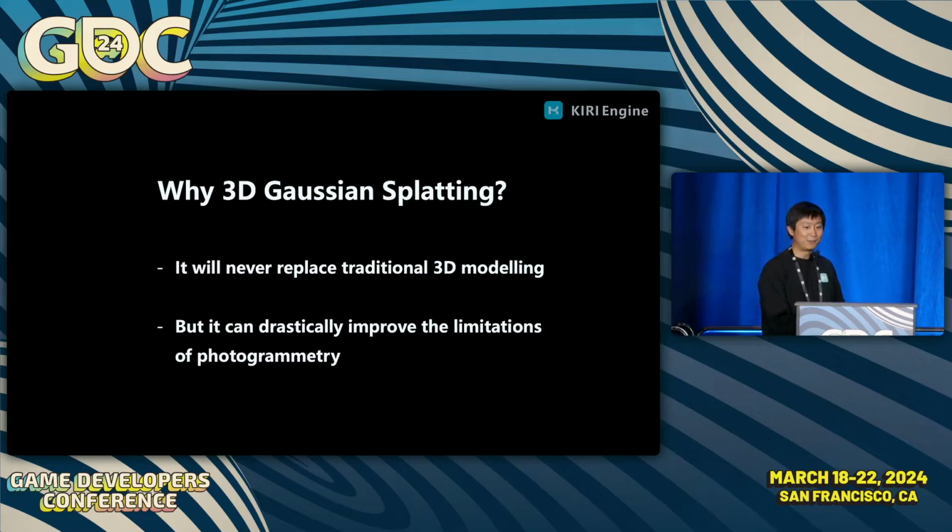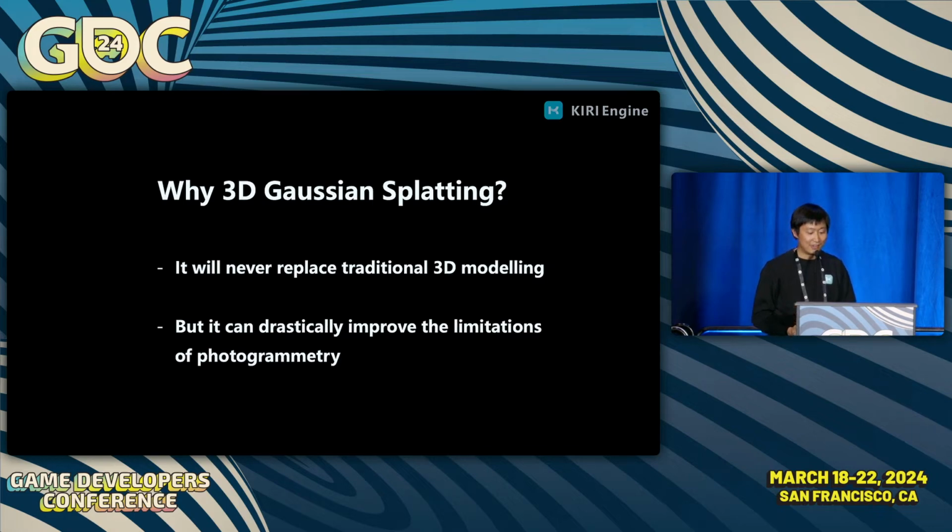Like we have mesh, right? And it kind of served the industry for like 30, 50 years, something like that. So why do we need 3D Gaussian splatting? I have two points to claim. Number one is 3D Gaussian splatting will never replace traditional 3D modeling, right?